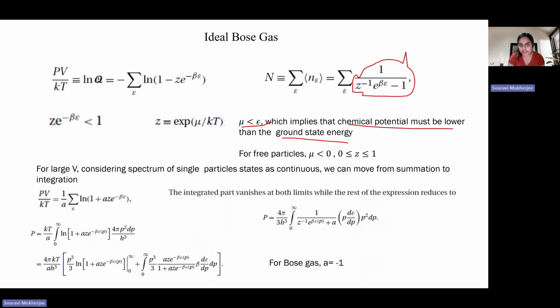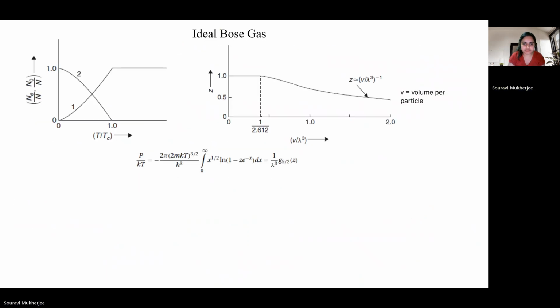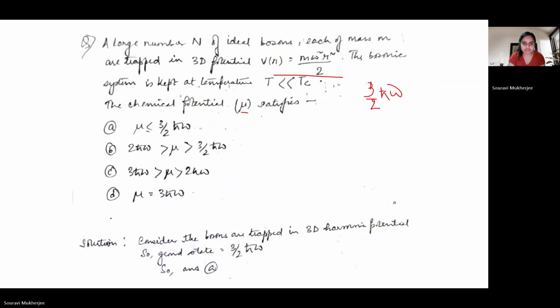Now for the question at hand, what is the ground state energy? The bosons are trapped in a three-dimensional harmonic potential, so the ground state energy is 3 by 2 h cut omega, right? Now the chemical potential should therefore satisfy the condition that mu should be less than or equal to the ground state energy, which is 3 by 2 h cut omega. So the answer here is A. Okay.